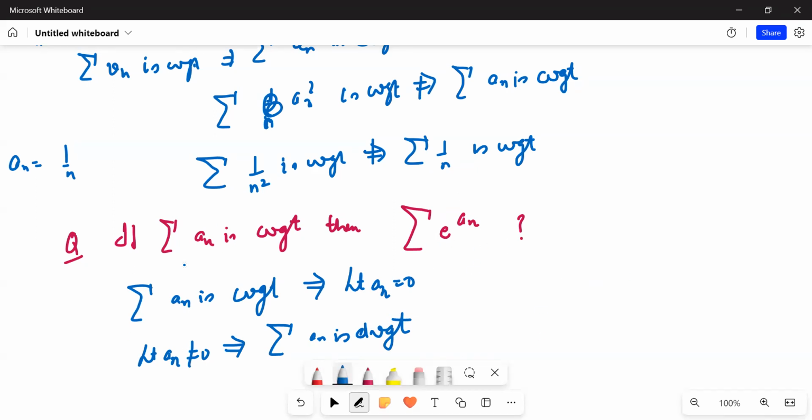Now here, just think about this. Given that summation an is convergent, e power an would converge towards 1. So clearly, I can claim from this that summation e power an would be a divergent series.